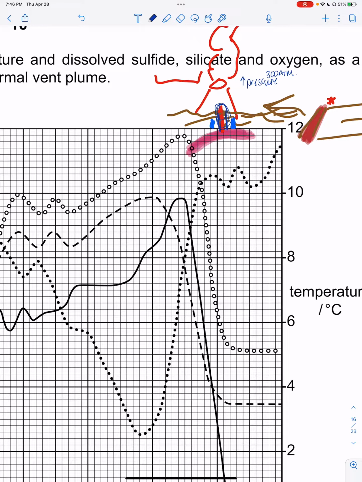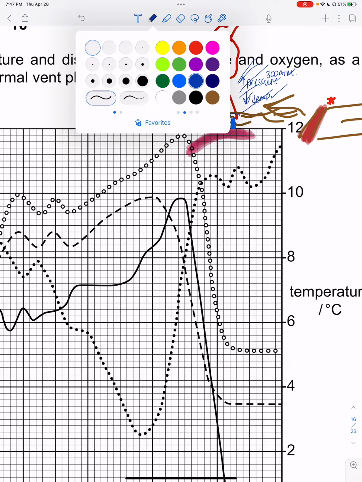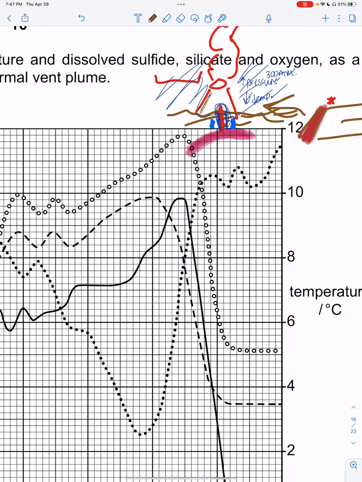Anyways, when that superheated water with the dissolved sediments in it reaches the bottom of the seafloor, the pressure is really high and the temperature is really low, near freezing, everywhere surrounding the vent. But right at the vent, it is close to boiling, which is one of the things that makes it a really extreme environment.